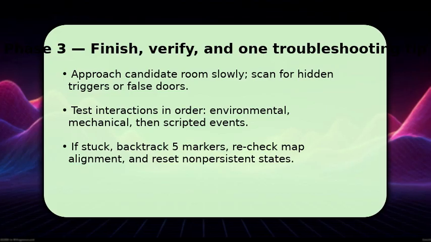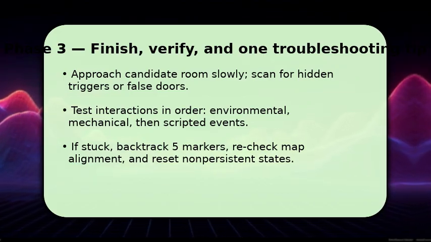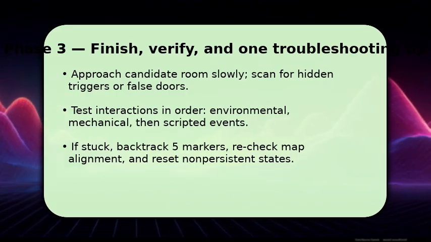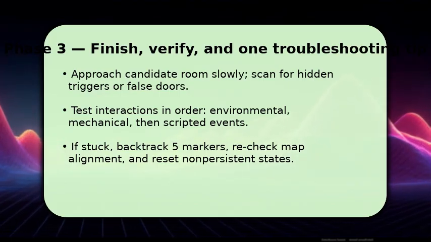Approach slowly and scan for hidden triggers, false doors, or subtle texture changes because haste causes misses. Once inside, test interactions in this order: environmental cues, mechanical switches, then scripted events. Record results.